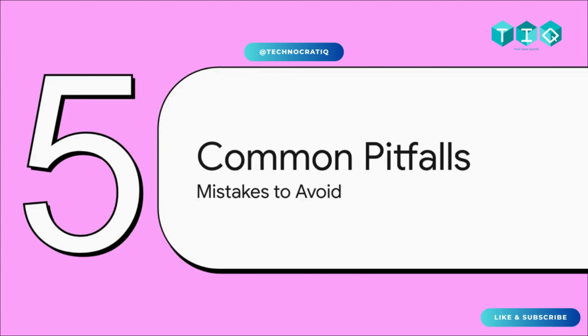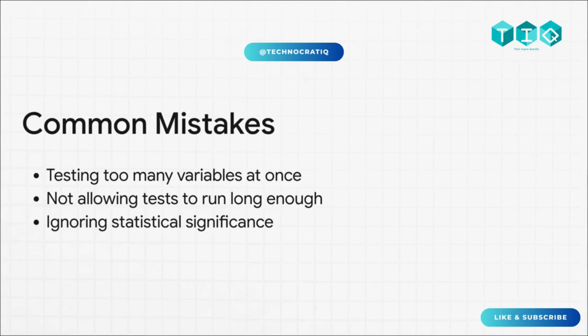Now, before you dive in, it's just as important to know what not to do as it is to know what to do. So let's quickly cover 3 common pitfalls that can totally ruin your test results. There are 3 big mistakes that can just completely invalidate your tests. First, changing too many things at once. If you do that, you'll have no idea what actually caused the change.